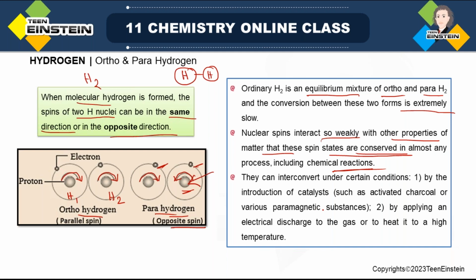They can interconvert. Though we have seen there is equilibrium, their conversion rate naturally, if you are not making any external changes, is extremely low. But they can interconvert under certain conditions, that is, forcefully if we make some changes. Suppose we introduce a catalyst such as activated charcoal or various paramagnetic substances, then their conversion is possible. Or by applying electrical discharge to hydrogen gas, or heating it to high temperature. In all these cases, this equilibrium mixture has a fixed ratio, so you can change this ratio by doing all these processes.